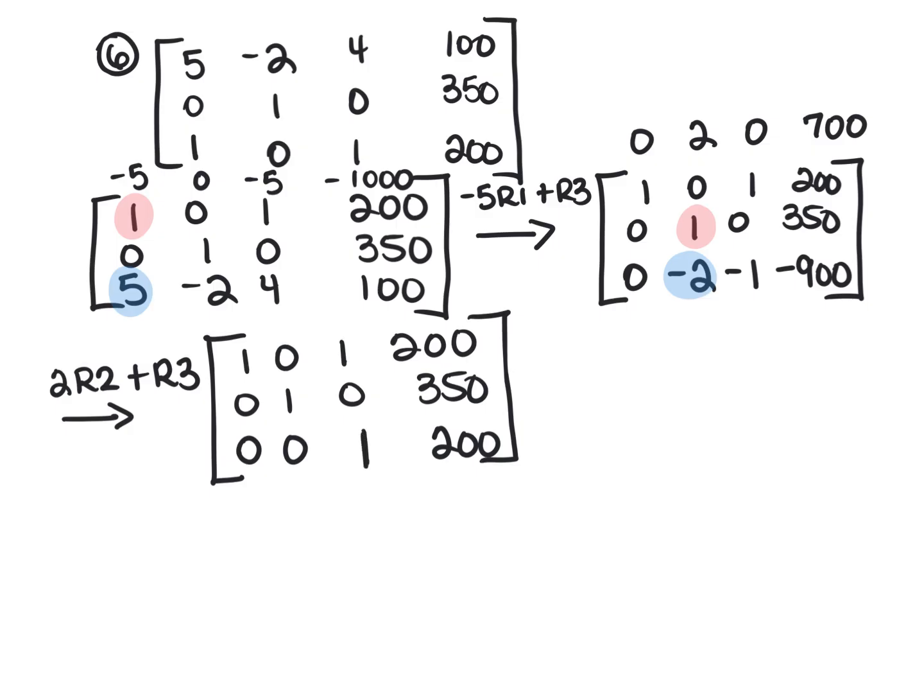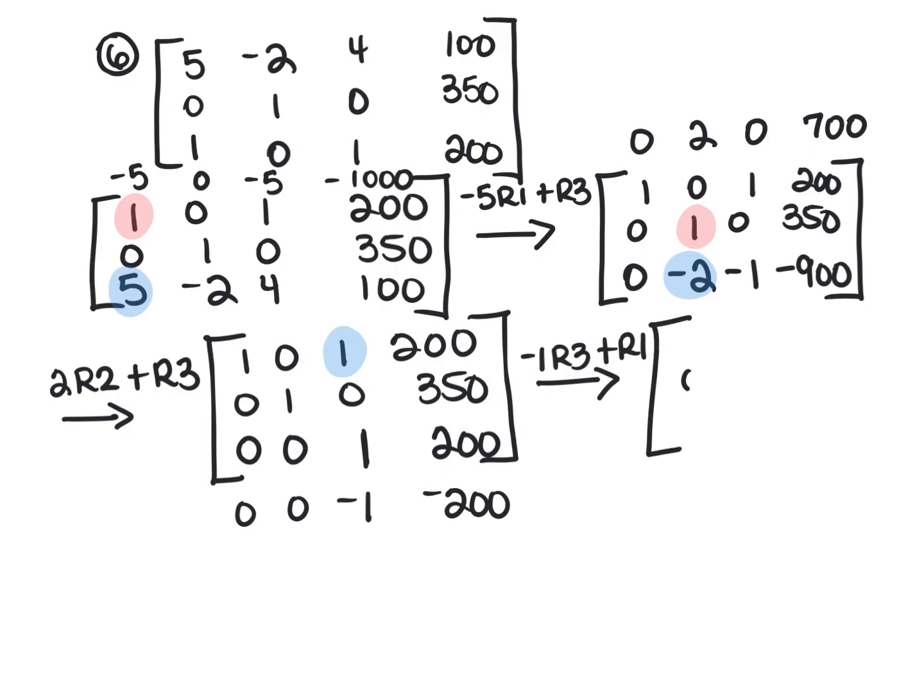And the last thing we have to concern ourselves with is that this needs to be a 0. To do that, we need to take negative 1 times row 3. So that's a 0, 0. 1 times negative 1 is negative 1. And 200 times negative 1 is negative 200. And we're going to add that to row 1. So row 1 is the only one changing. Recopy the others because they will not be changing.